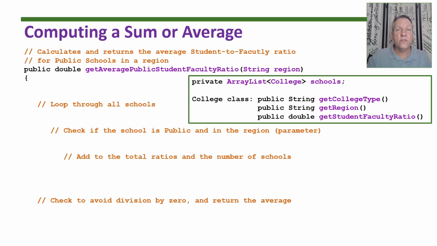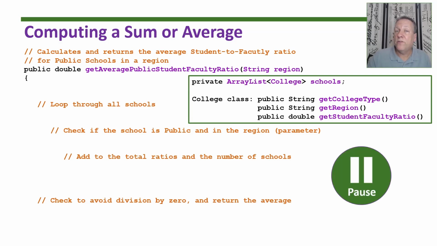Once again, here are some things that are available to us. We do have an array list of colleges called schools. That's my instance variable in the institution list class that I have. And these 3 methods of the college class are going to be helpful as well. The getCollegeType, which will be our public or private or any other type of university, the getRegion, and the getStudentFacultyRatio. We're going to need all these to write this method. So go ahead and pause here if you like, and come back in just a moment and we will look at the code together.